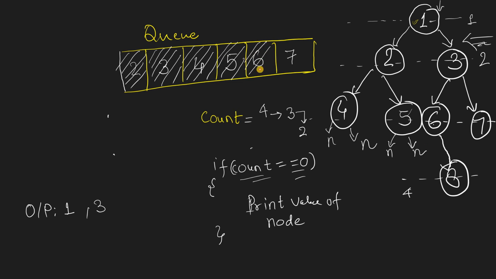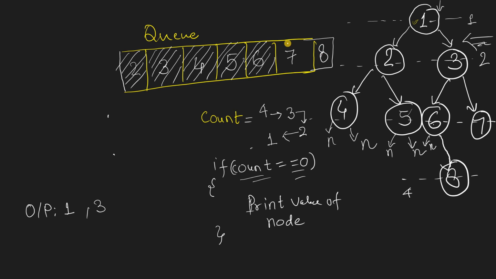Now we'll pop another element, which is 6. Our counter will become 1. As our counter is not 0, we'll not do anything. We'll check if 6 has any element that we can push into the queue. So 6 has no left child, but the right child is 8. So we can push 8 into the queue. So we'll push 8 into the queue.